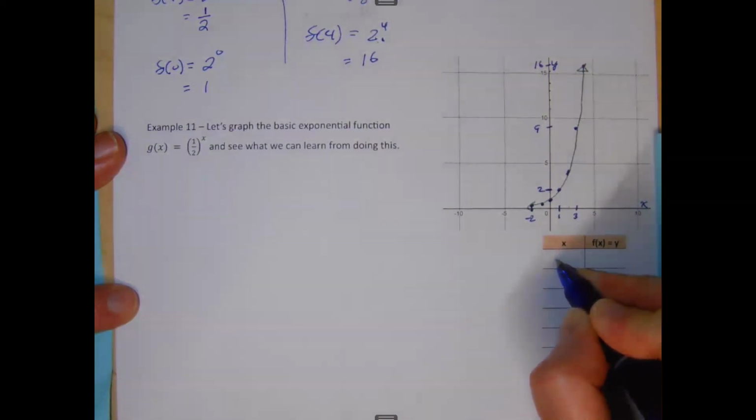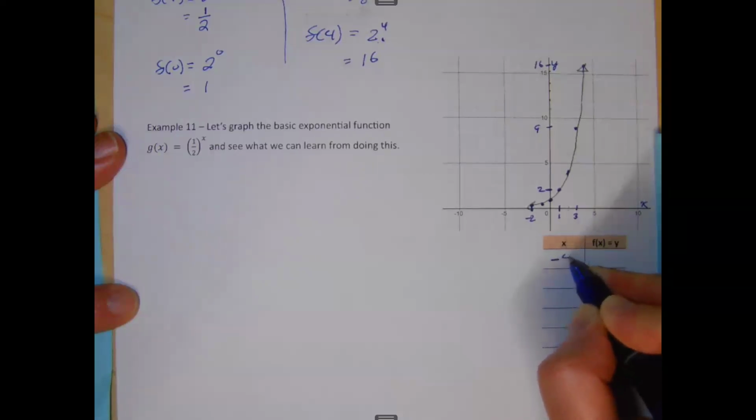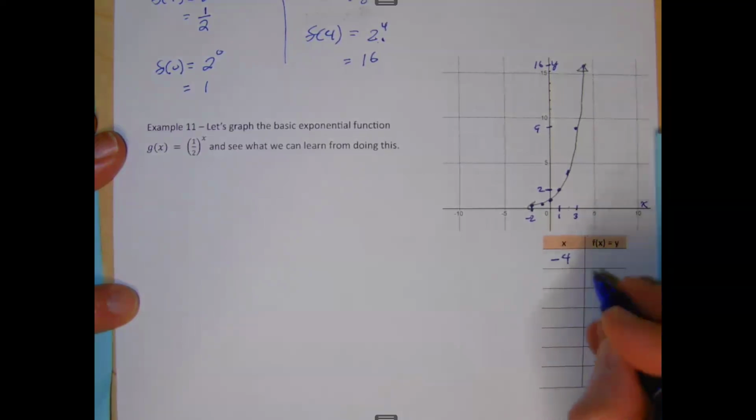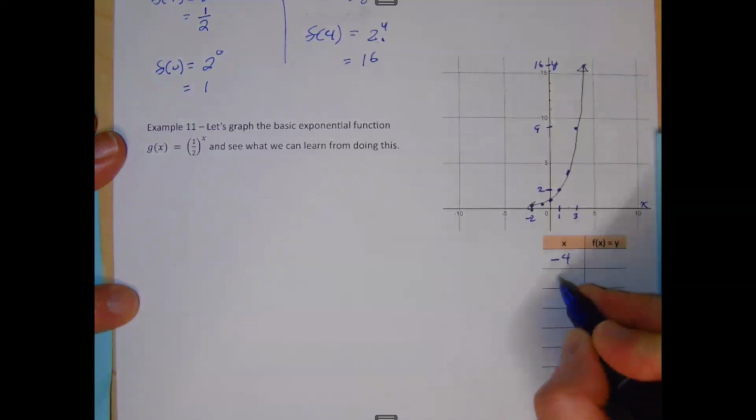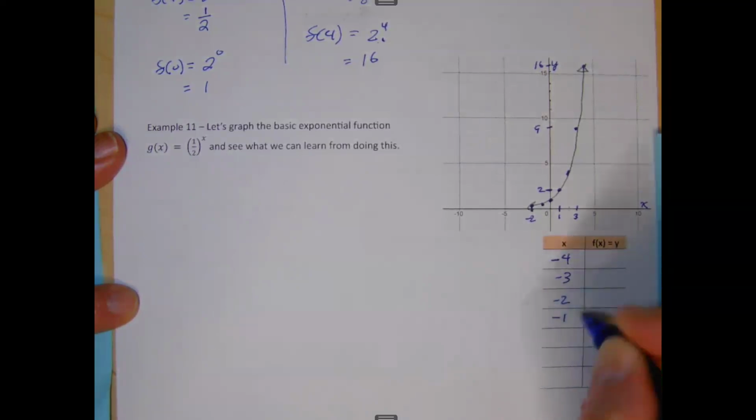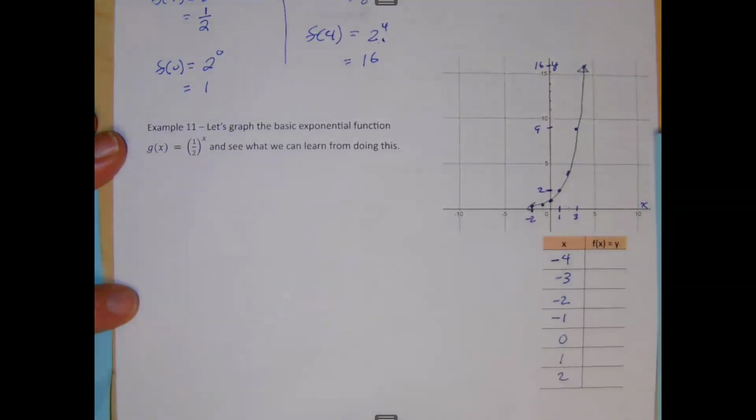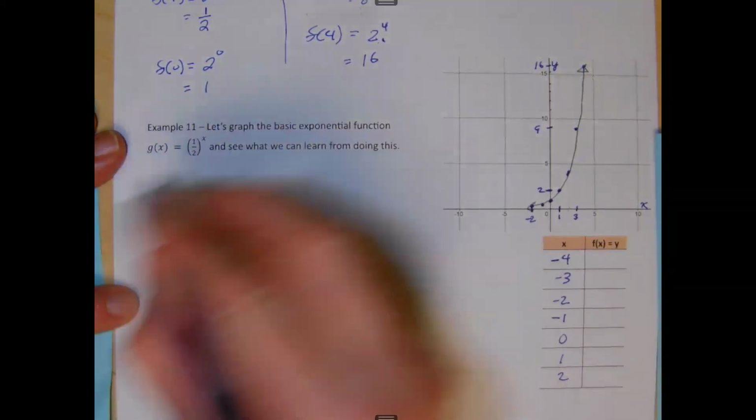Don't want to do that. Yeah, no, I don't want to do that exactly. I'm going to go -4, -3, -2, -1, 0, 1, 2. I'm going to check these numbers out. Again, I know what's about to happen, so that's why I chose them.